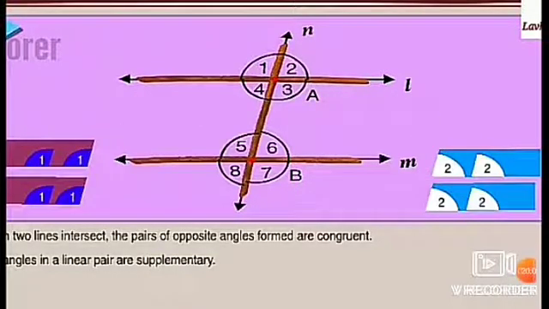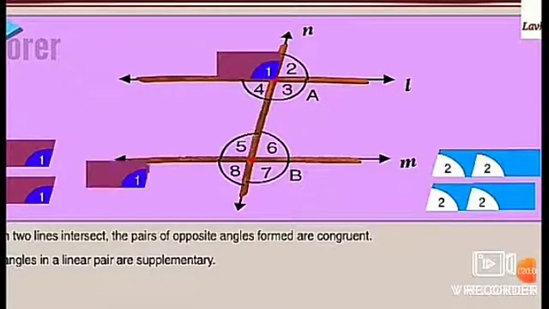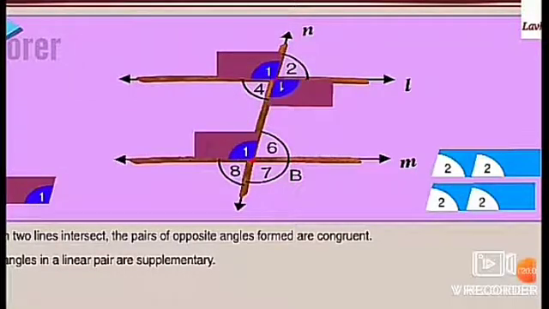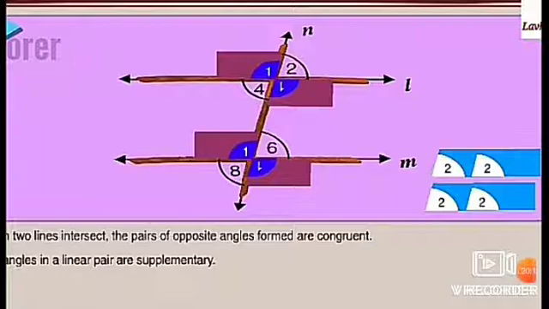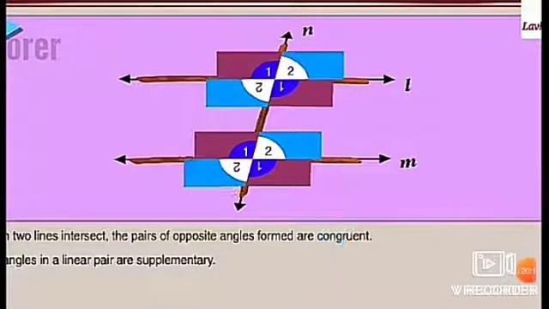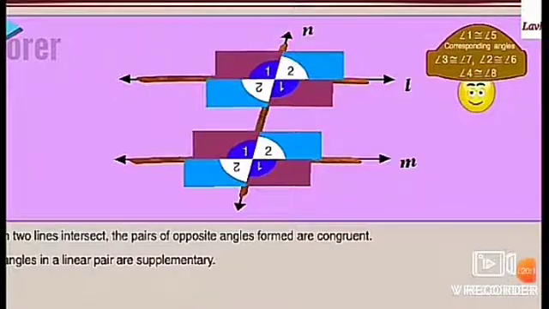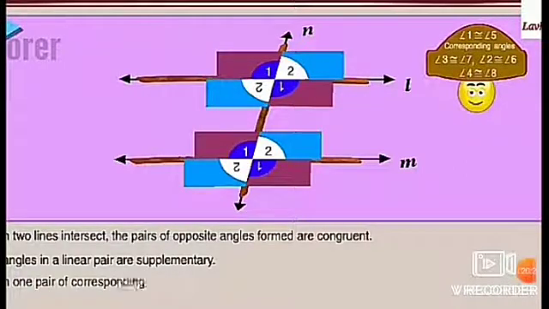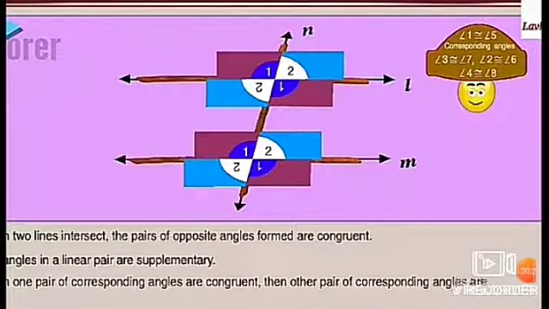Now place the colored paper on angle 1 and angle 5, and angle 3 and angle 7. Place another pair of colored paper on angle 2 and angle 6, and angle 4 and angle 8. What do you observe? Good. When one pair of corresponding angles is congruent, then the other pairs of corresponding angles are also congruent. We have verified the third property also.